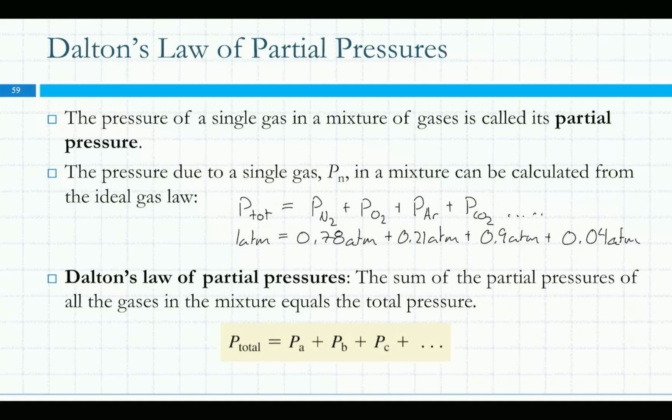And then less than, or sorry, not 0.9, 0.009, 0.0004. Much smaller. They're all divided by 100. So whatever the percent is, divided by 100 is the proportion. All right, so most of the atoms from the air that are colliding with you are nitrogen. That's all there is to partial pressures.